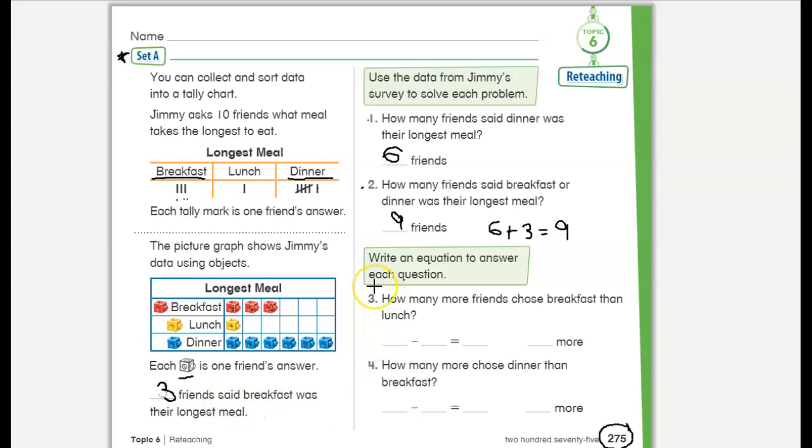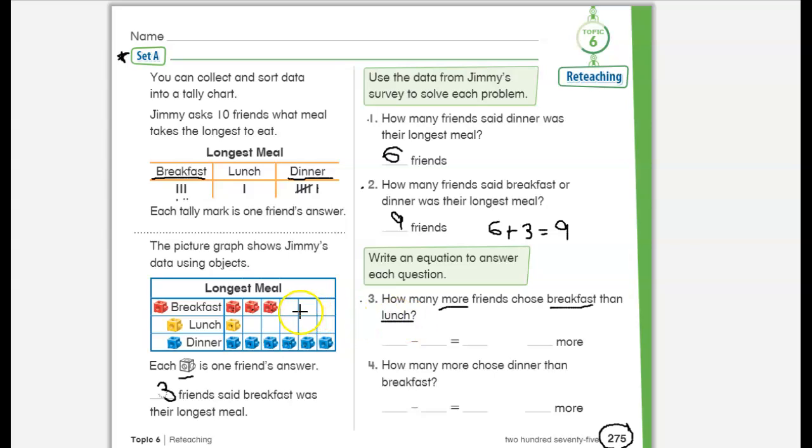Now, let's write an equation to answer each question below. For question number 3, it says, how many more friends chose breakfast than lunch? We have to fill in the equation blank minus blank equals blank. We know that we are going to be subtracting in this problem. We are seeing how many more friends chose breakfast than lunch.